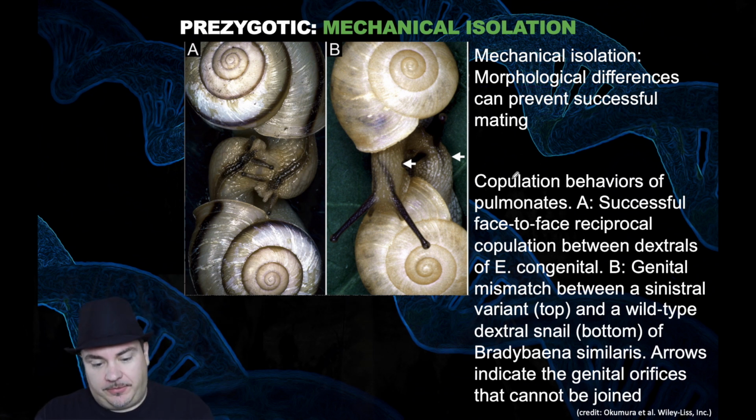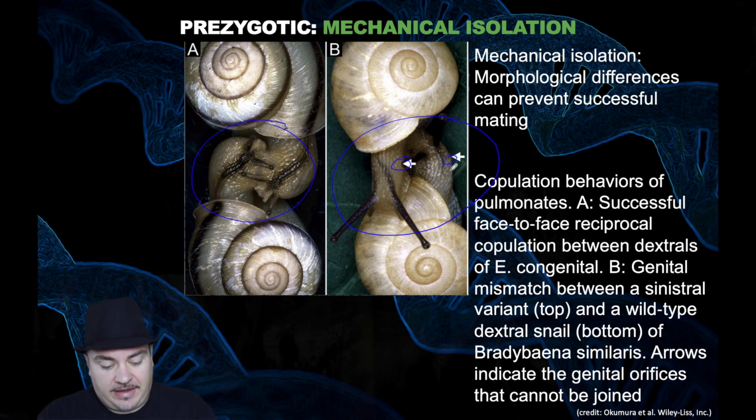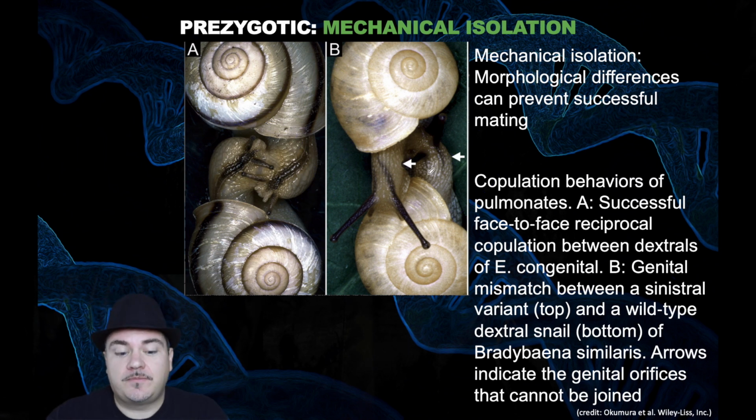So, for example, these two snails here are attempting to mate with each other, but they can't. Why? Basically because their gonads can't line up with each other correctly. Why? Because of the shape of their shell.